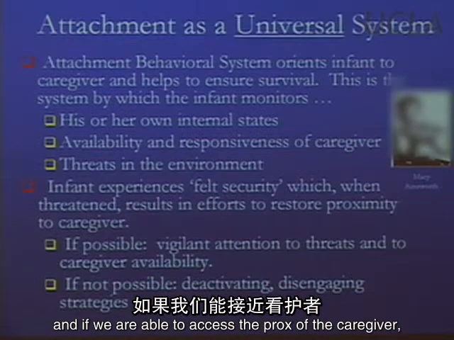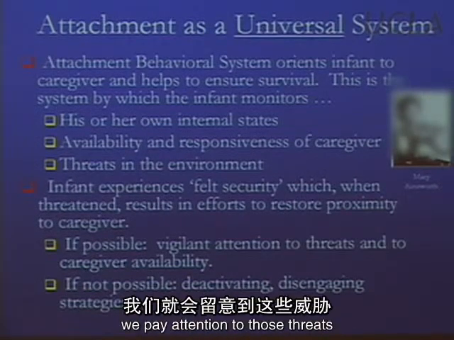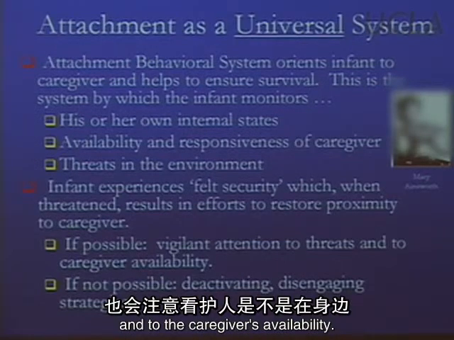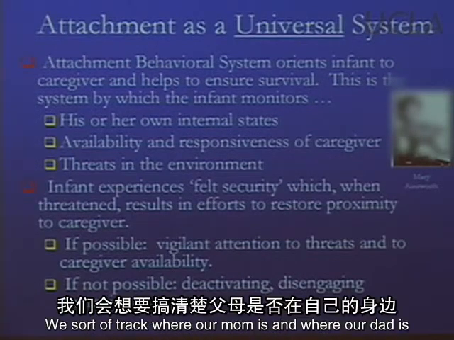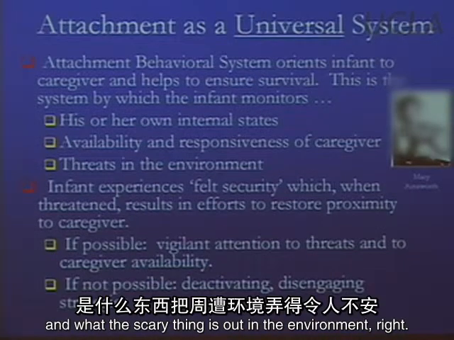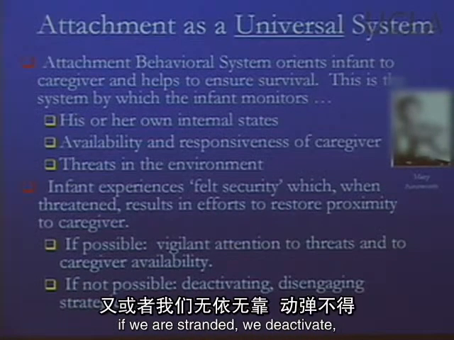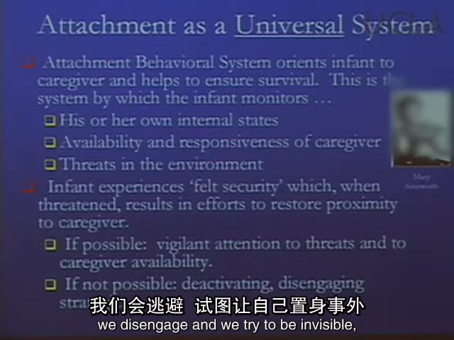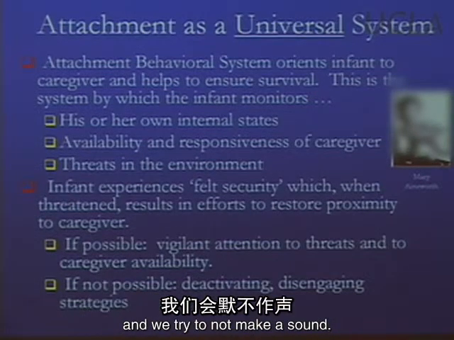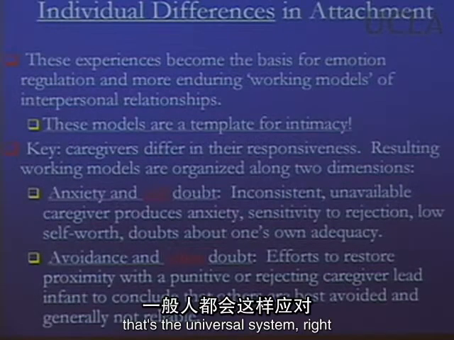And if we are able to access the caregiver, if the caregiver is nearby, we pay attention to those threats and to the caregiver's availability, right? We're sort of tracking where mom is or where dad is and what this scary thing is out in the environment, right? But if the caregiver is not available, if there's no place for us to go, if we're stranded, we deactivate. We disengage and we try to be invisible, right? We try to not make a sound. That's the universal system, right?